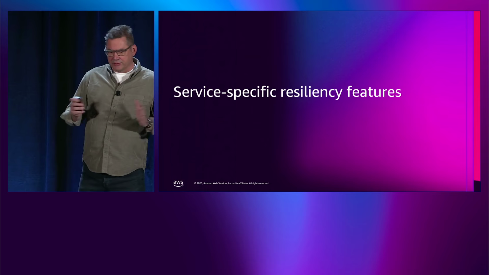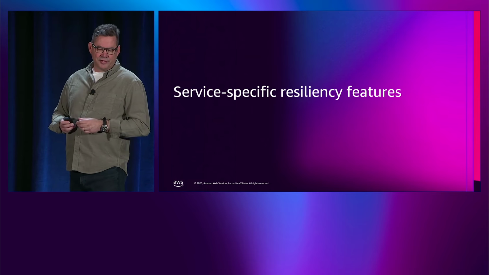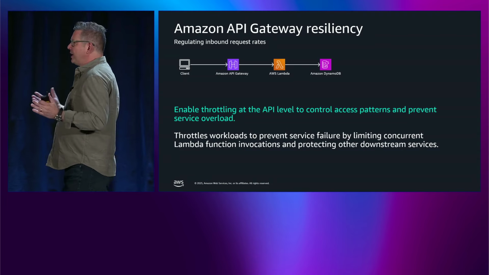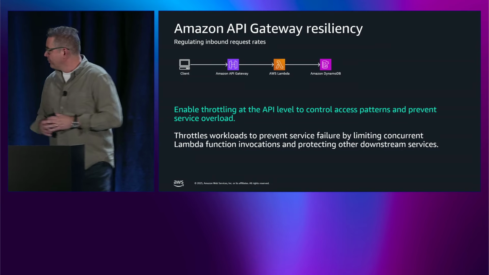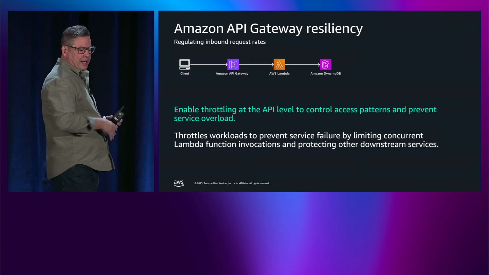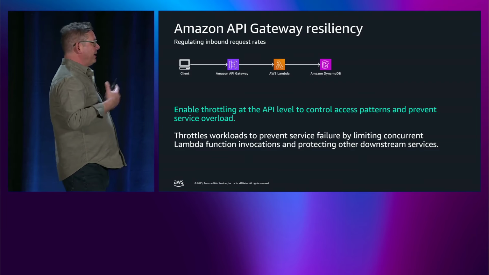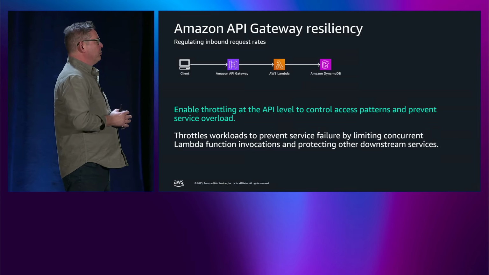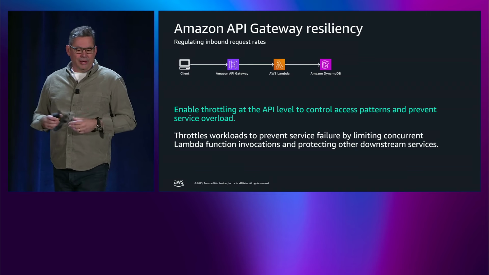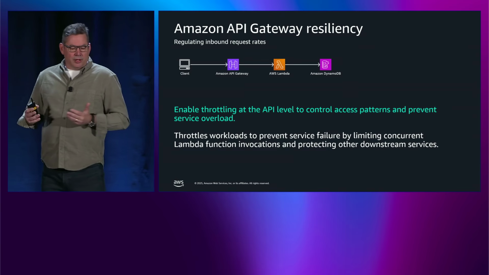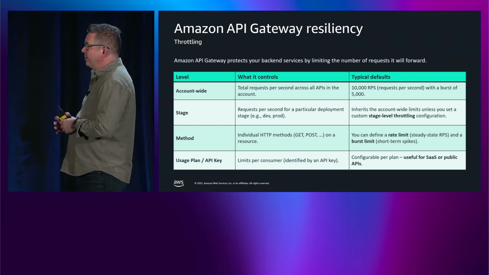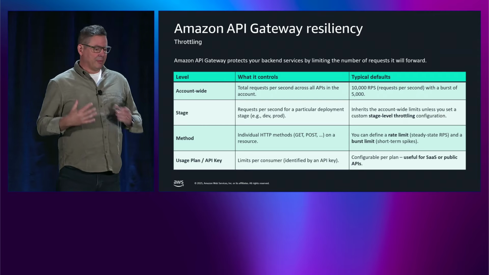Now let's have a look at some of the serverless resiliency features that we have. A good place to start would be at the beginning, right? Let's look at the front door and see what we can do at an API level to help us protect and make our whole application a little bit more resilient. And that really boils down to regulating inbound request rates. And so you can use the throttling capabilities that API Gateway comes with to help you build more resilient applications.